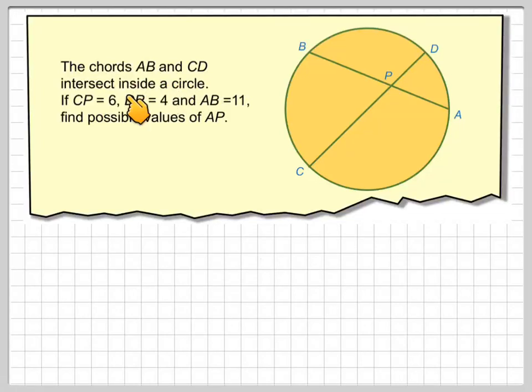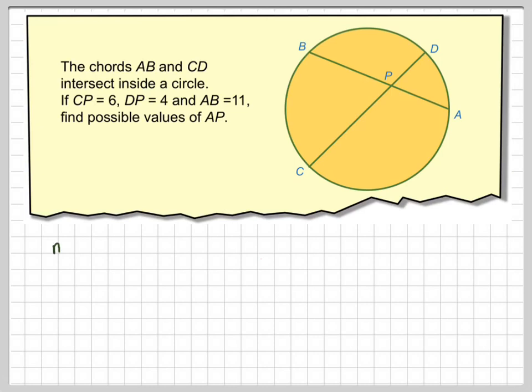Chords AB and CD intersect inside a circle. So we've got chords AB and CD, they intersect at this point here, P. If CP is 6, DP is 4 and AB is 11, find possible values of AP. Because it says possible values, there may be more than one answer to this.